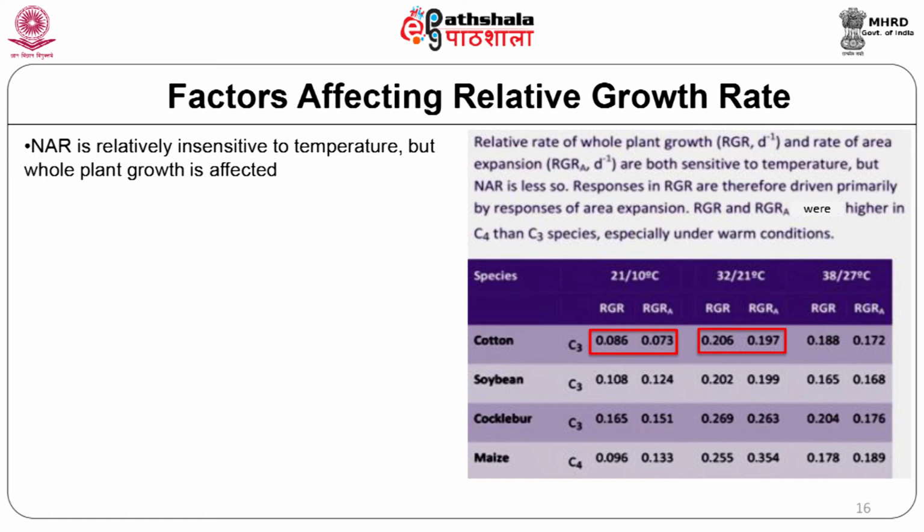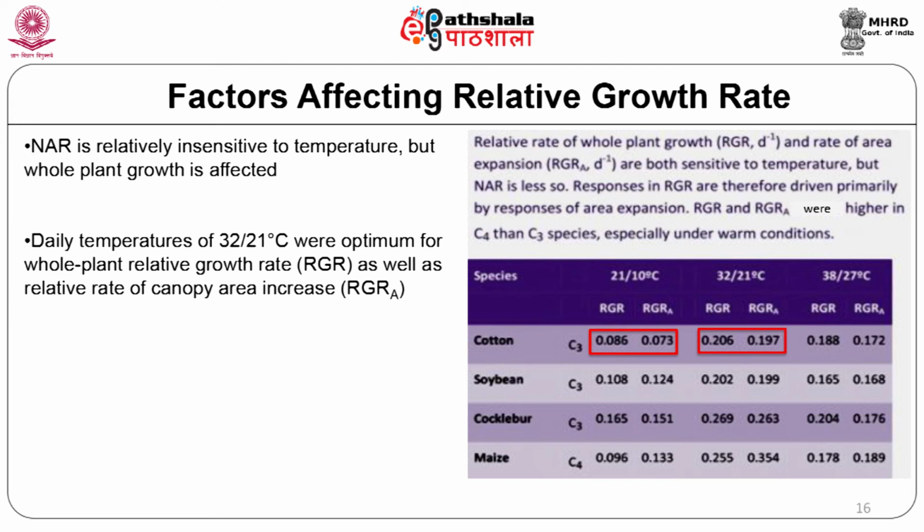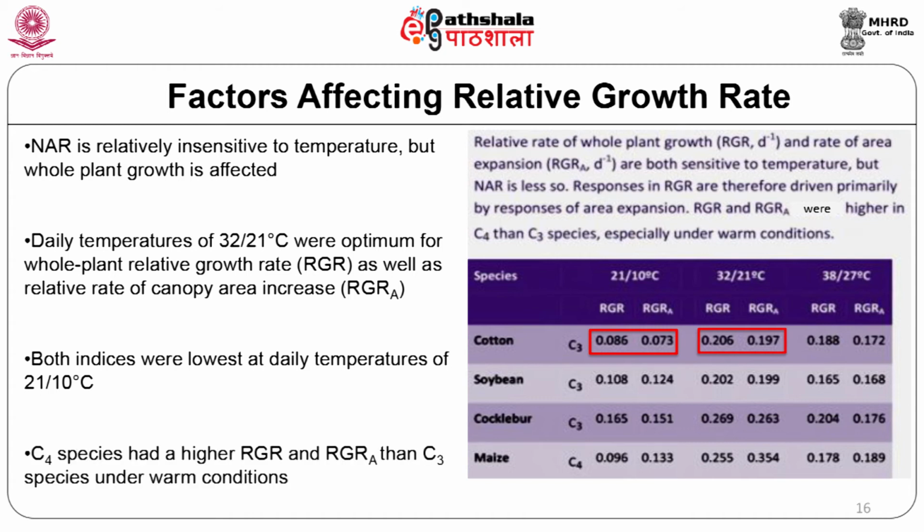Data from a variety of plants showing C3 or C4 type of photosynthesis showed that temperature between 32 degree centigrade during day and 21 degree centigrade during night was optimum for whole plant relative growth rate, while RGR was lowest at temperatures of 21 degree centigrade during day and 10 degree centigrade during the night. The RGR of C4 species was seen to be higher than that of C3 species, especially under warm conditions.